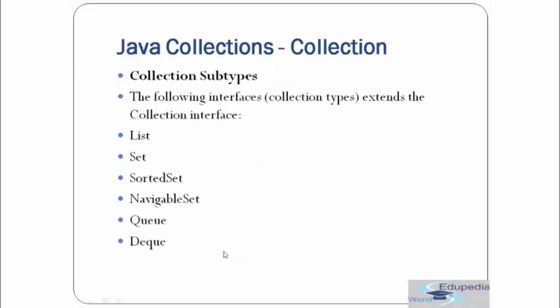Now let's go to the Java Collections API. Let's see what all subtypes are present in collection subtypes. We have seen the following interfaces extend the collection interface. They are list, set, sorted set, navigable set, queue and deque. So this is just an introduction, and yes, we'll be covering each of them in real detail by also doing some live examples in our Eclipse IDE.